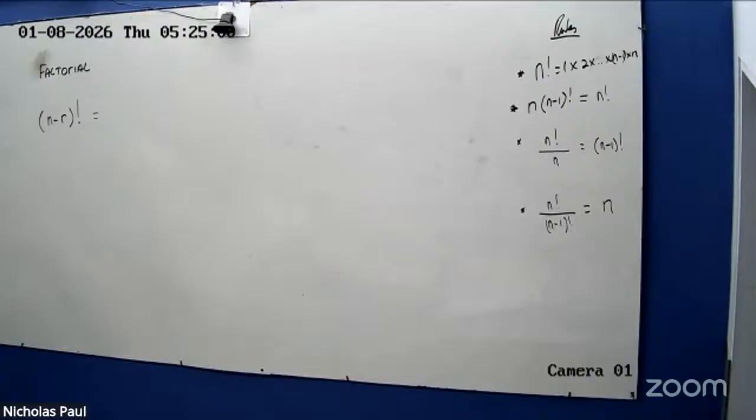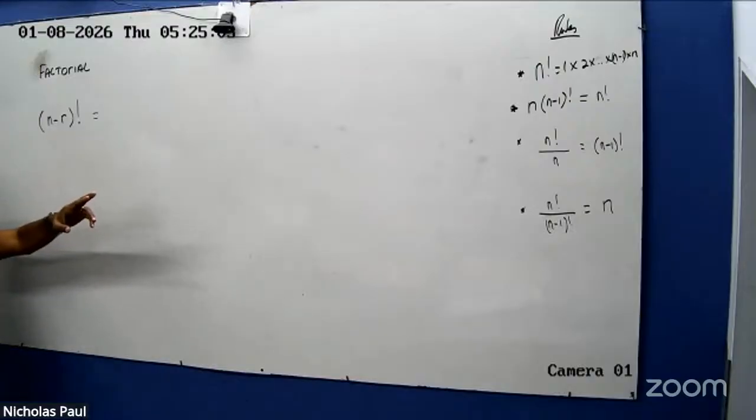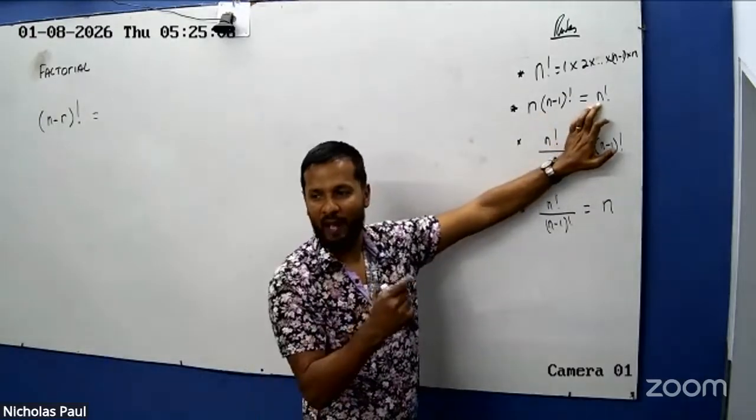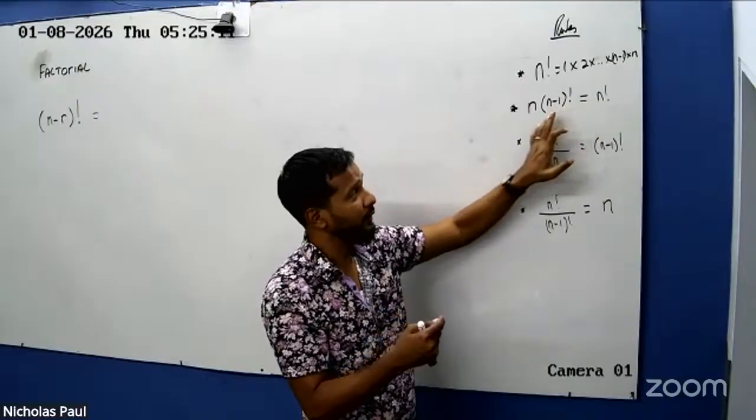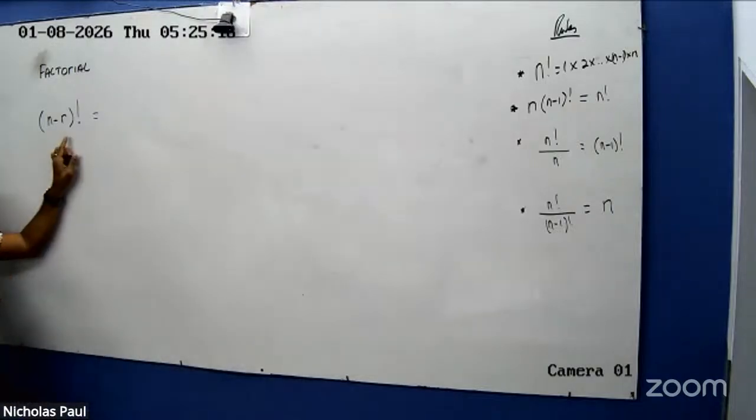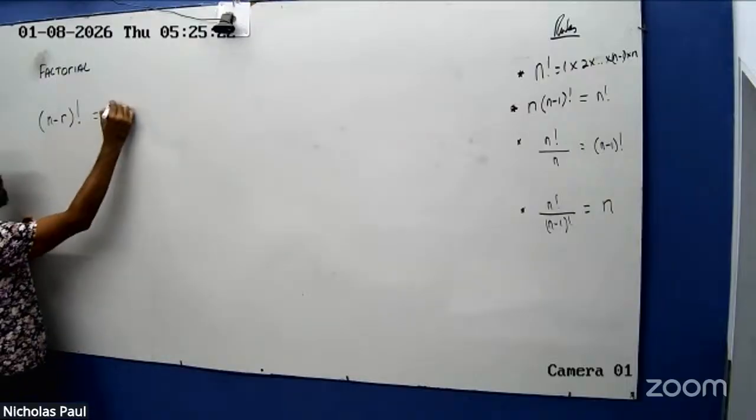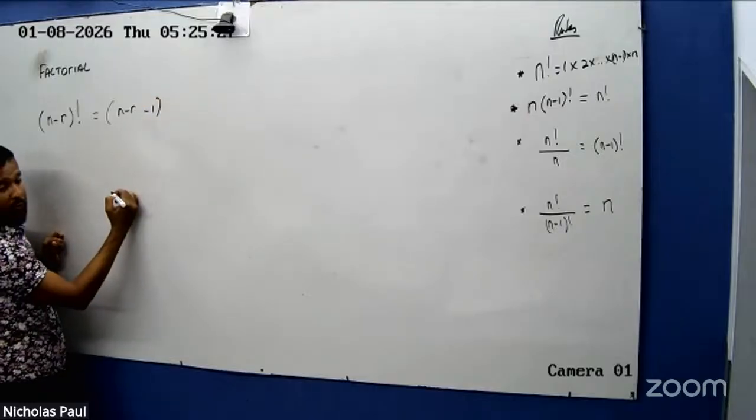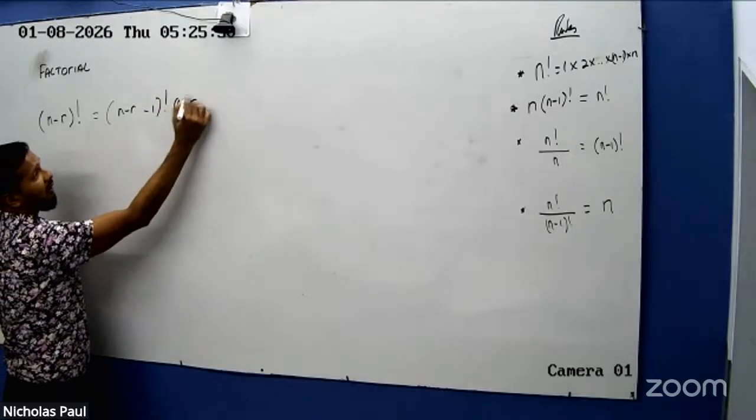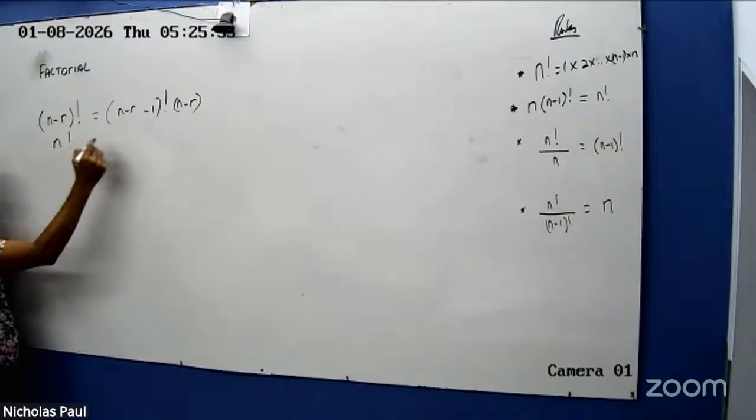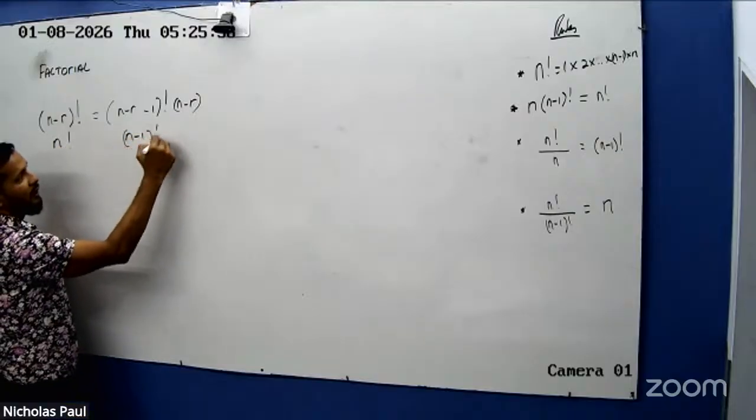Question, what is it? If you look at n factorial is equal to this, what is the term just before n? That's why we have n minus 1 factorial by n. What is the term just before n minus r? n minus r minus 1 factorial by n minus r. So these two are equal. This is like n minus 1, and this is like n.